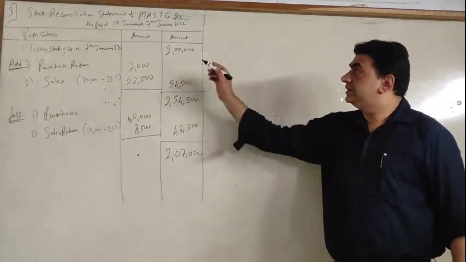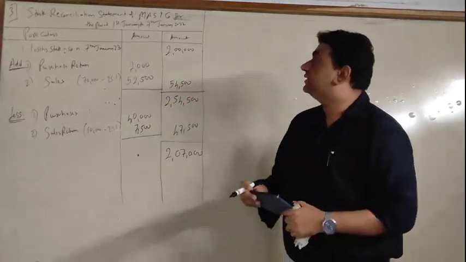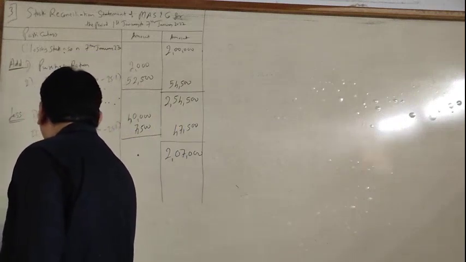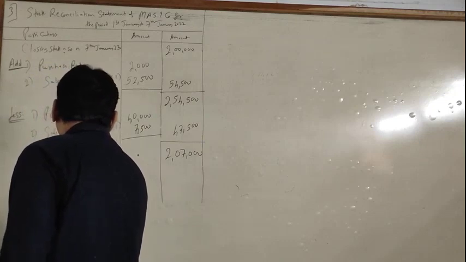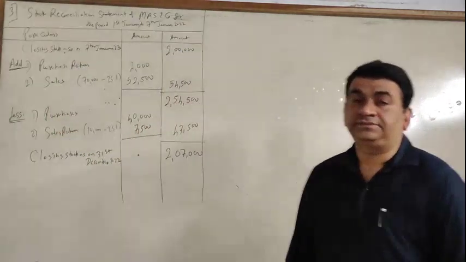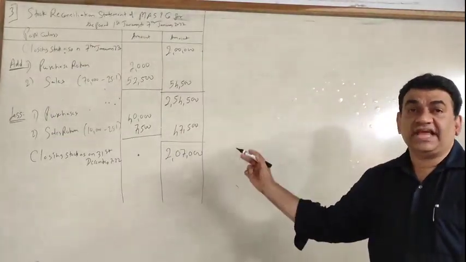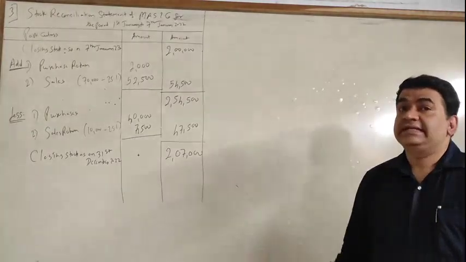Which day? This 2 lakh is closing stock on 7th Jan. I want my closing stock on the balance sheet date, 31st December. So against this you will write closing stock as on 31st December 2022. So the stock which was 2 lakhs on 7 Jan, I have gone backwards and I got the stock on 31st December.